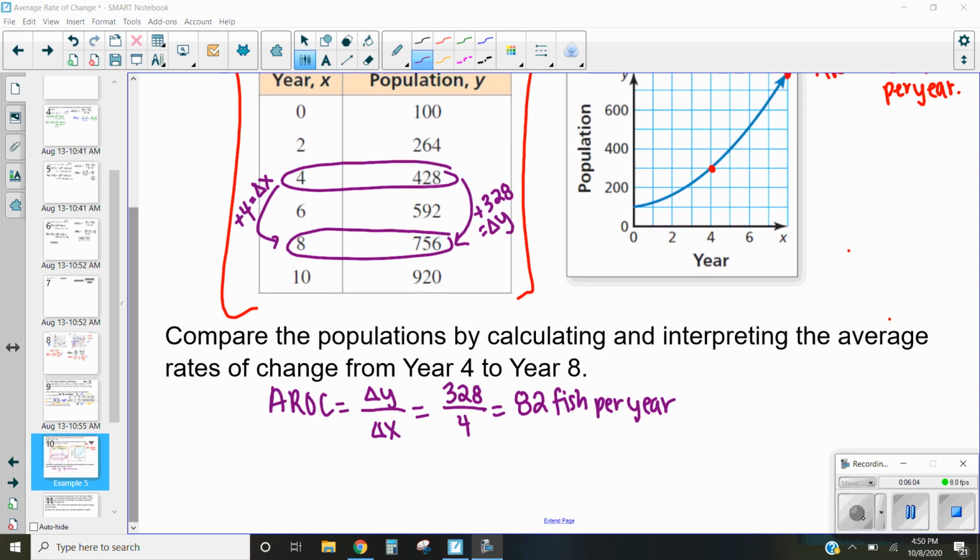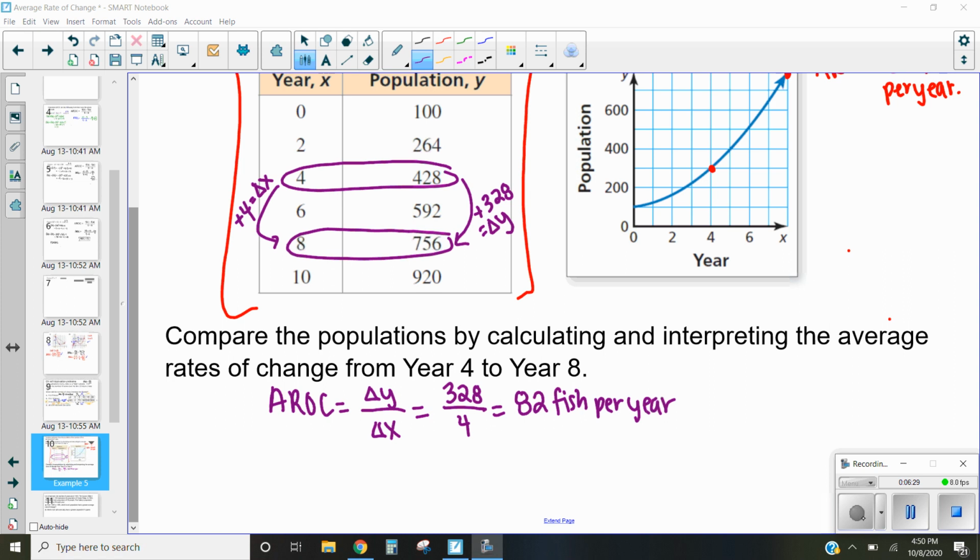Okay, hopefully you've had a chance to go over how to calculate this average rate of change on your own. So we were comparing the rates by looking at the average rate of change from year 4 to year 8. So I circled up above year 4 and year 8, and I found the difference between my x values. So my change in x values from 4 to 8 is adding 4. And then my change in y values, going from year 4 to year 8, we increased 328.